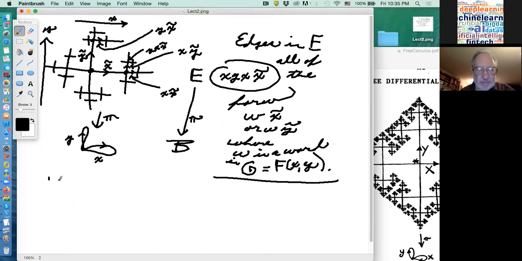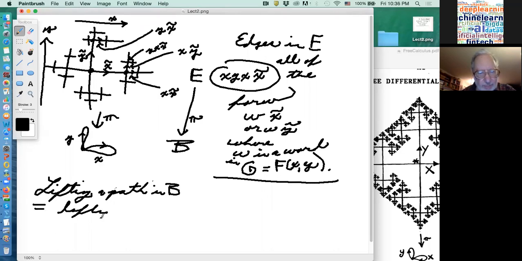Now, what about lifting a path? Lifting a word, because you see a word, sorry. Lifting a path in B equals lifting a word in G. Formally, it's the same thing. A path in B is going around x, going around y, going around x, going around y, going around x inverse, and so on. That's some path down there, some element in the fundamental group.